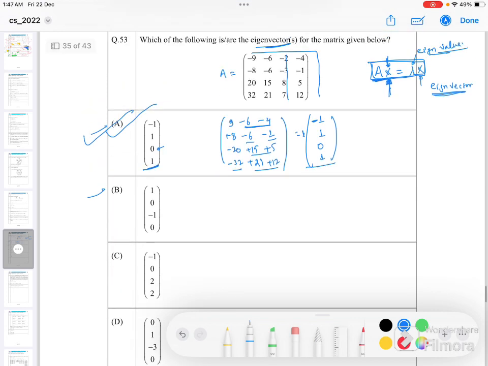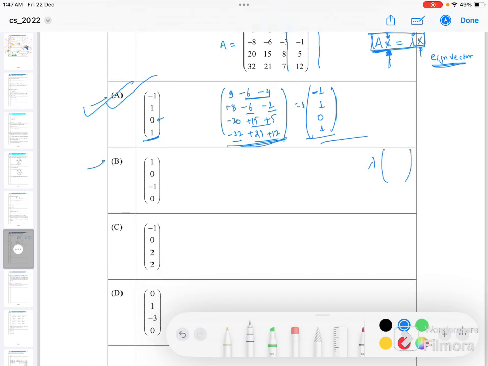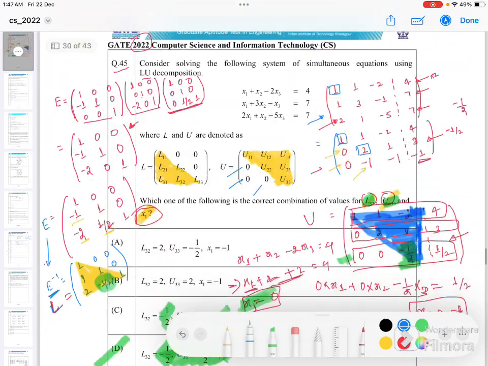So you can carry out this multiplication, and you will get it in the form of some lambda times x, right? So you can do that calculation, and you will find that A, C, and D are the correct options. So that was all. So this LU decomposition was a good question.